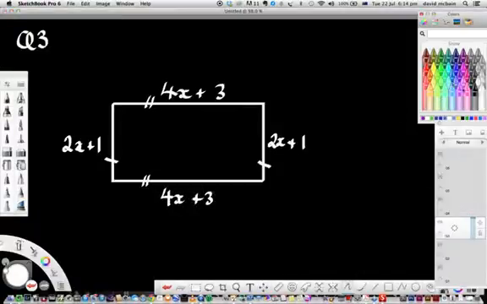Okay, you should be able to do the perimeter now. Pause the video, work out the expression for the perimeter, and then replay the video to check your answer. Okay, welcome back.